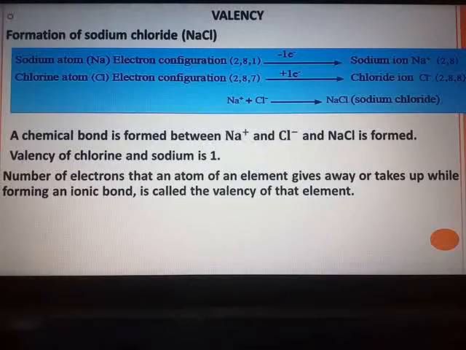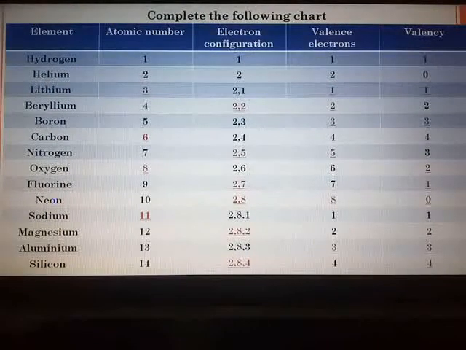Now I will request all of you to open your textbooks and refer to page number 54. The chart which we are going to discuss here, we have already discussed just now while teaching you the topic of valency. So the same values you have to fill in on the chart on page number 54. Complete the following chart. 14 elements are given. Hydrogen starts from 1. Hydrogen, helium, lithium, beryllium, boron, carbon, nitrogen, oxygen, fluorine, neon, sodium, magnesium, aluminium, silicon.